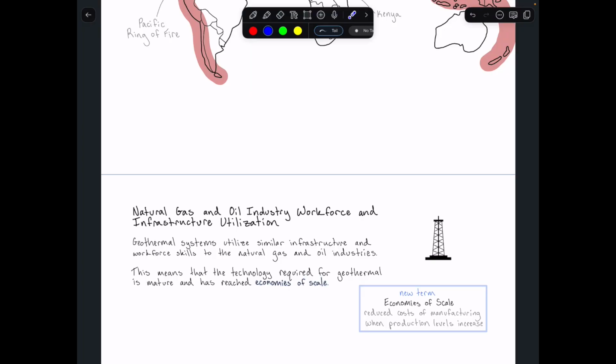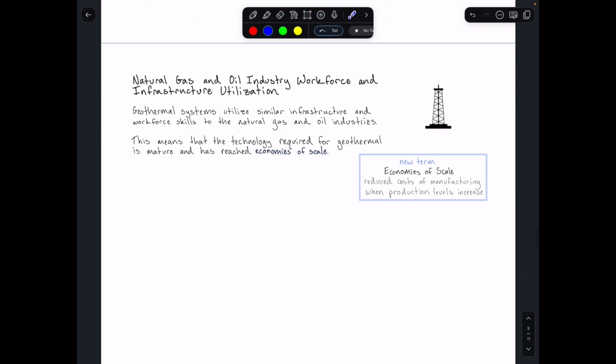And one of the big benefits of this is because the technologies used in the natural gas and oil industries have already hit what we call economies of scale. And the concept of economies of scale, if you haven't heard it before, is just when you produce a lot of something, it decreases the price of every unit that you're generating.